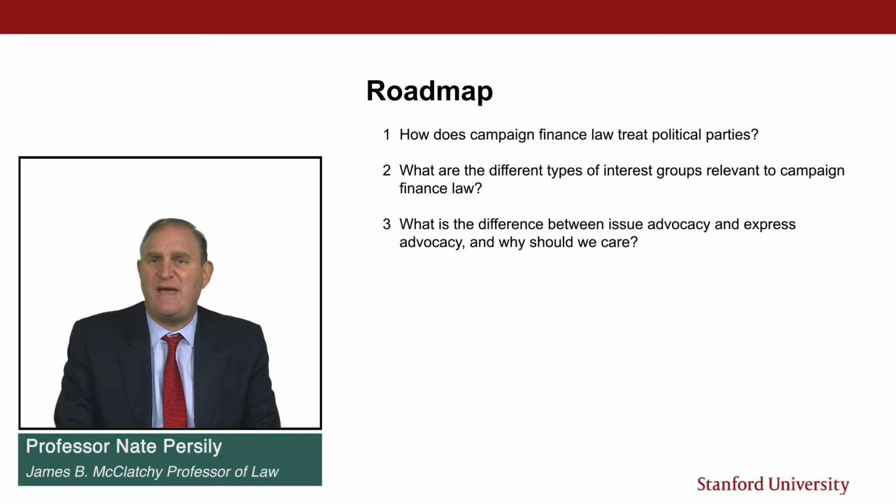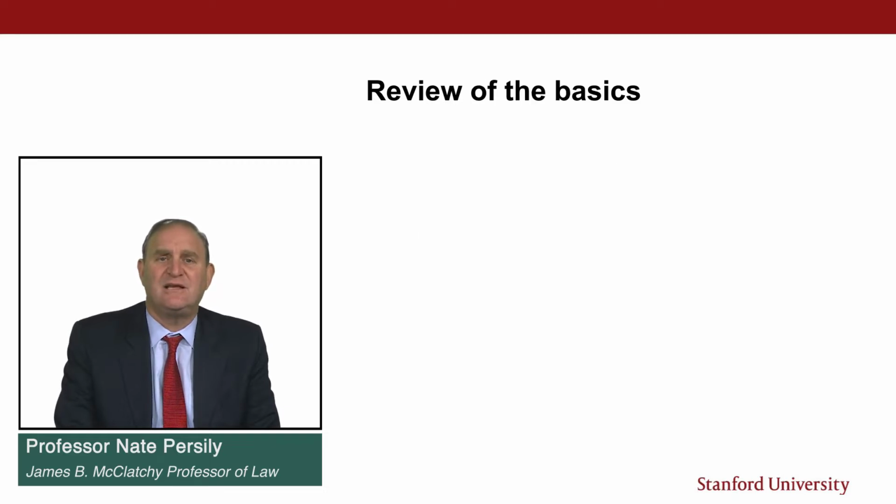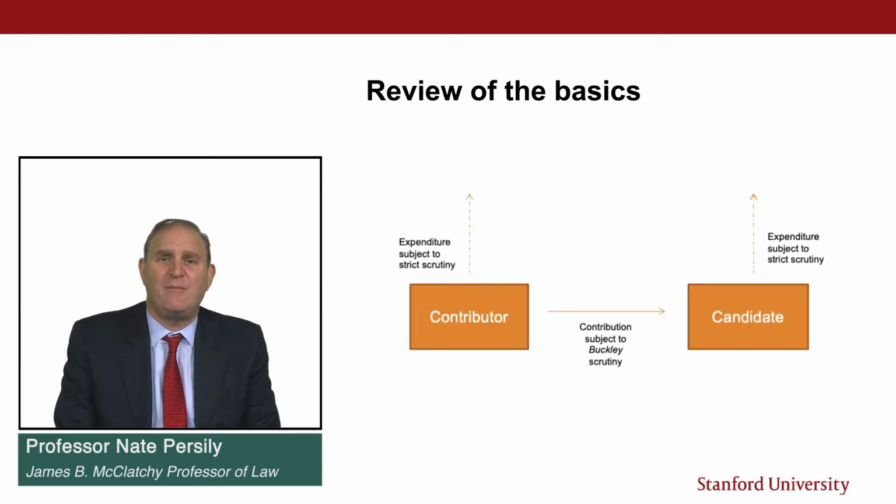So let's review the basics, first of all, from the last lecture, which concerns the Buckley framework. The Buckley framework, as you may remember, subjects contributions to what's known as Buckley scrutiny, a special form of intermediate scrutiny, that asks the question whether the contribution limit is closely drawn to prevent corruption or the appearance of corruption. That's designated by the horizontal line in this diagram. The dotted lines going off into space, those are independent expenditures.